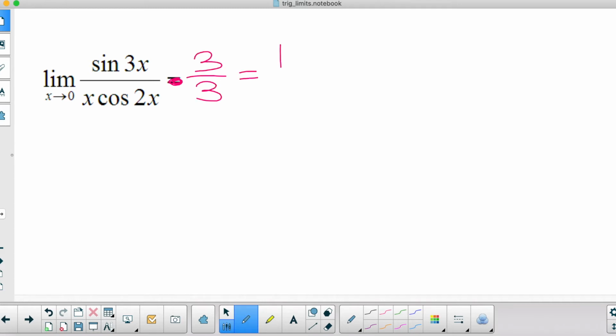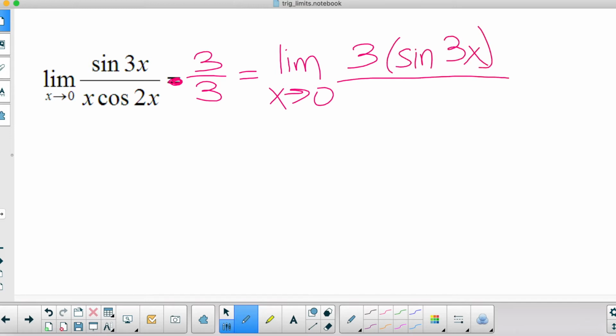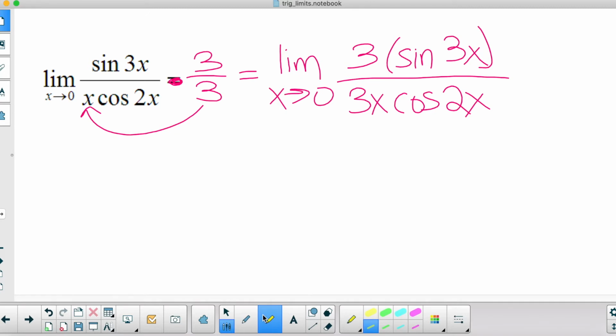When we do this, we've got the limit as x goes to 0. And in the numerator, you've got 3, then you've got sine 3x all over, and in the denominator, I'm just going to write this guy with the x. And we can do that because multiplication rules state that you can rearrange if they're all connected by multiplication.